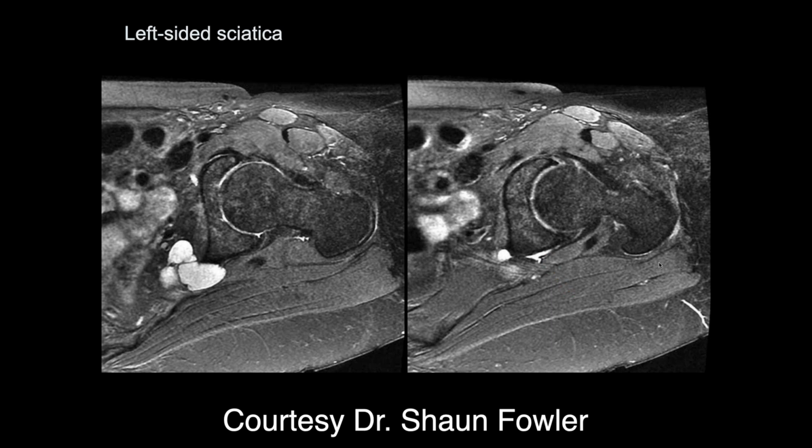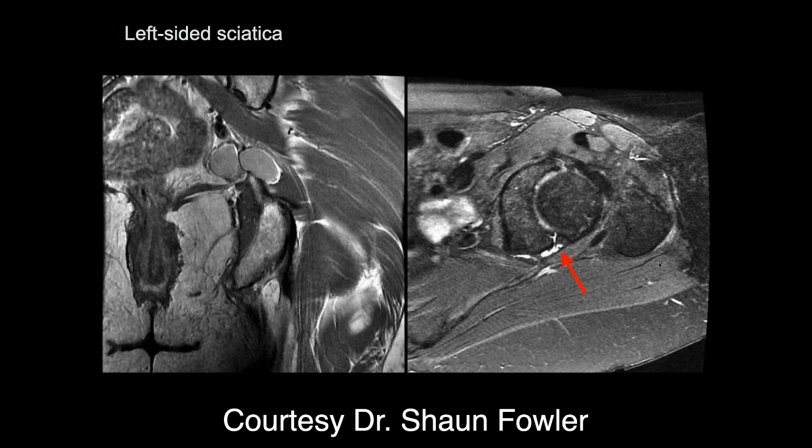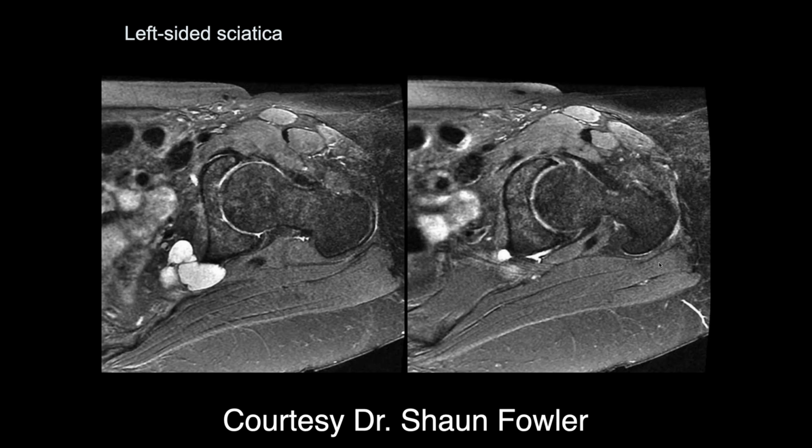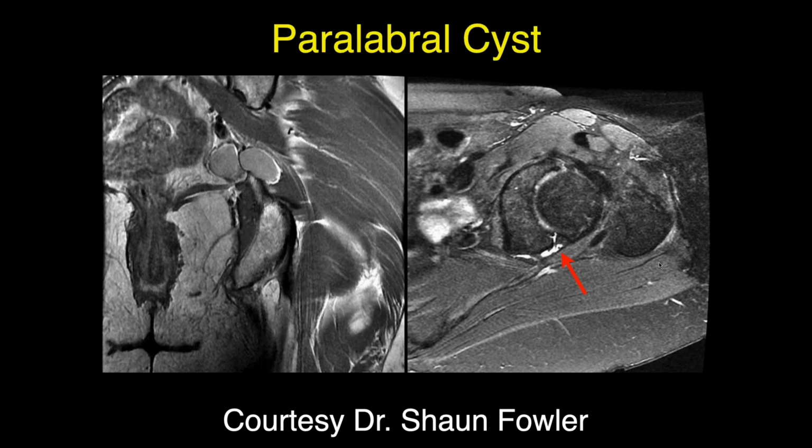Again, we have left-sided sciatica, and we see this conglomeration of cysts along the left posterior acetabulum, and there's a thin tail connecting to the adjacent left acetabulum, suspicious for paralabral cyst. Coming down further, we can see a tear of the posterior labrum with joint fluid extending. Here again we can see the paralabral cyst abutting the sciatic nerve and causing sciatica.